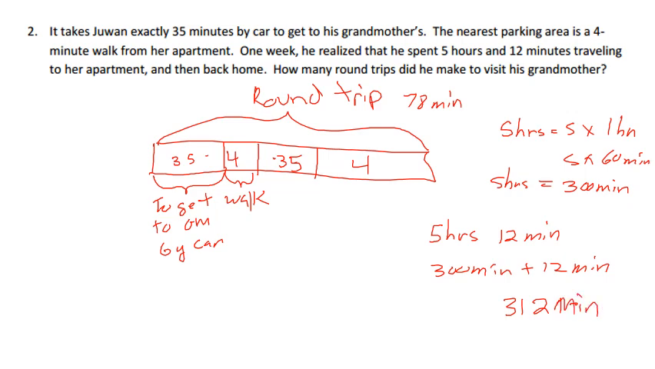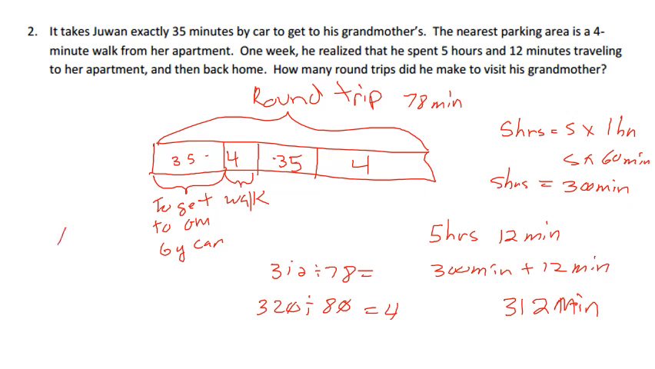Now we know that 78 is one trip. So 312 divided by 78. Well, let's round this to 80. And I know 8 times 4 is 32. So I'm going to round to 32. Take these zeros out. And I know our estimation is approximately 4.